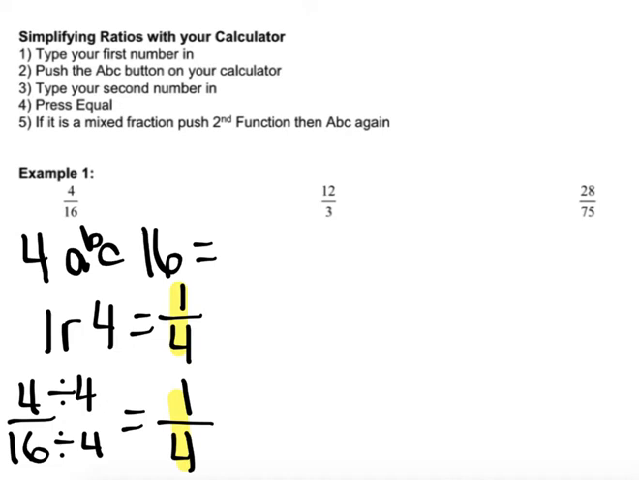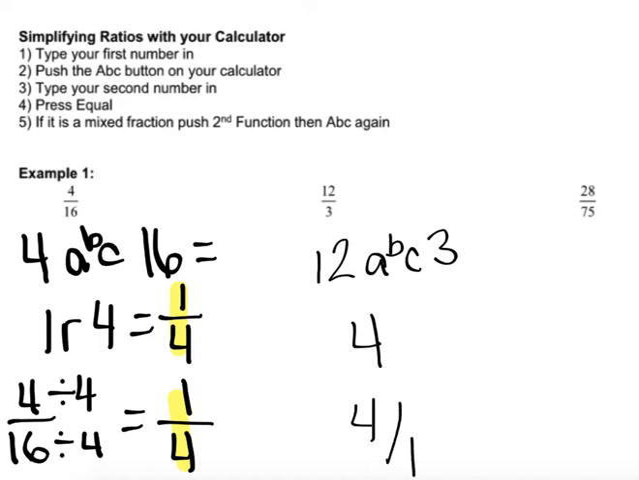The next one I'm just going to use my calculator to do. So 12 over 3, we're going to type in 12, ABC button, 3. When I type that into my calculator, I'm going to get 4, and it's just going to say 4. It's not going to say anything else, which means my answer is the same as 4 over 1. So if it gives you a whole number, no R, you can just write the whole number, or you can write it as a fraction, which is 4 over 1 or 4 to 1. In this case, we're going to want to write it as the fraction because that's what we were originally given and because we're dealing with ratios.